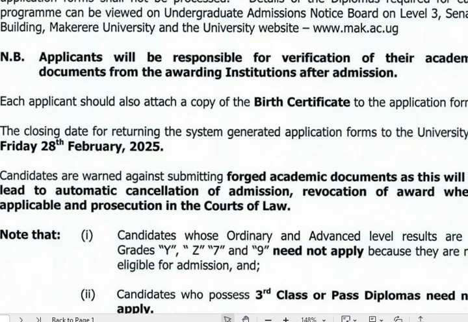The closing date for returning the system-generated application form to the university is the 28th of February 2025, and it will be a Friday. And they even tell you that candidates are warned against submitting forged academic documents, as this will lead to automatic cancellation of admission, and revocation of the award, even after you have completed it, where applicable, and prosecution in the courts of law.